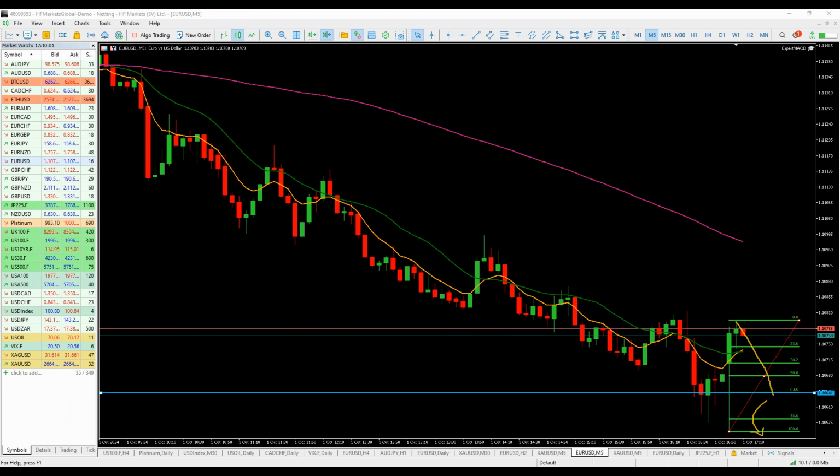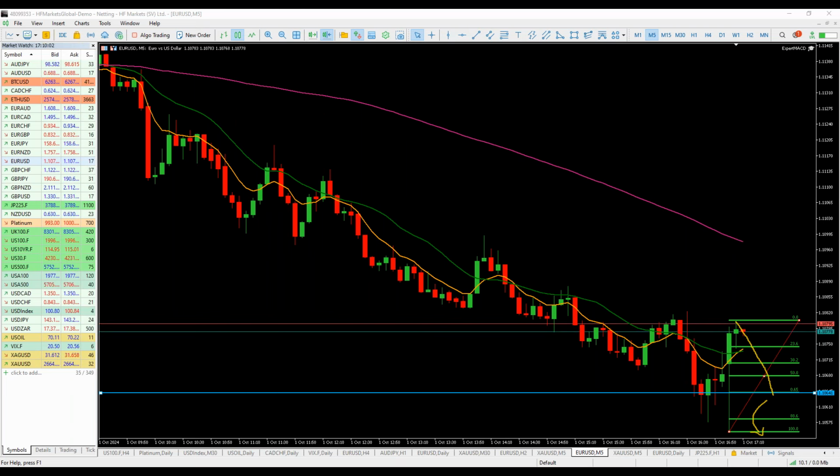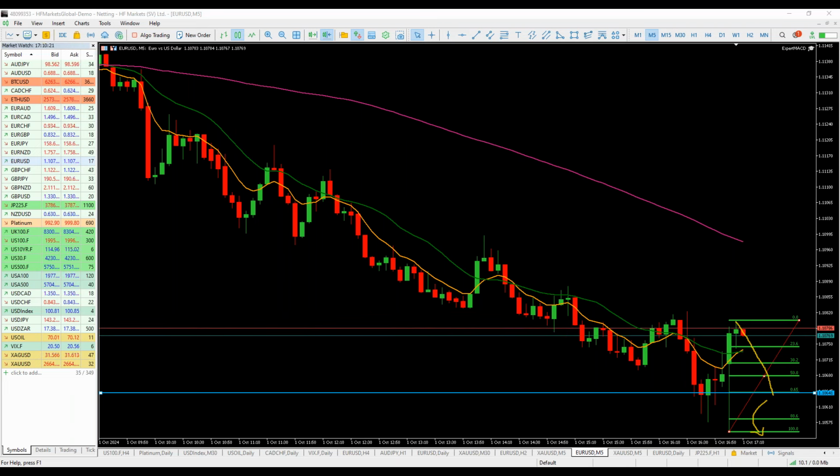Now, fundamental factors. JOLTS job openings are significantly higher. It's not just higher, but significantly higher. But the ISM manufacturing index was significantly lower. So again, unfortunately, fundamentals at the moment are 50-50, so we need to be slightly cautious about that.